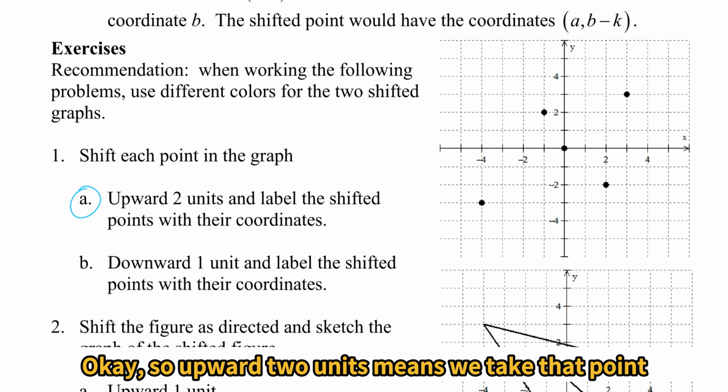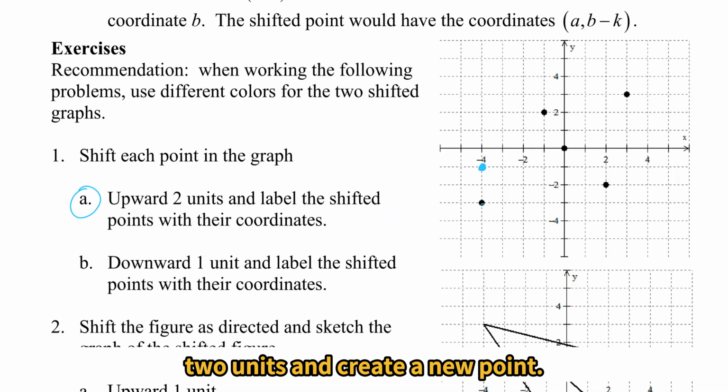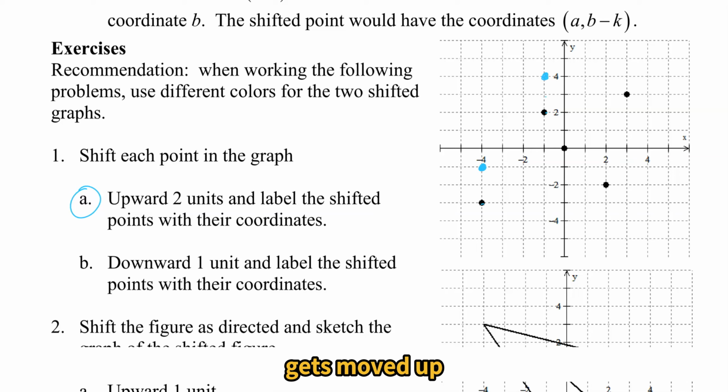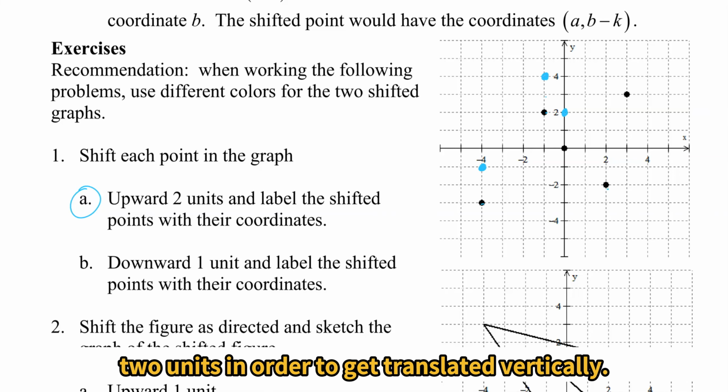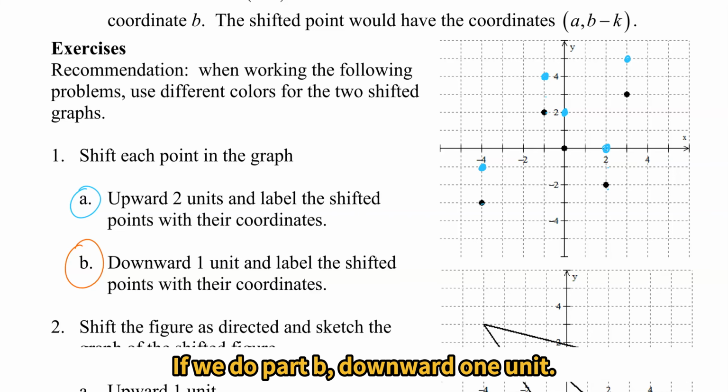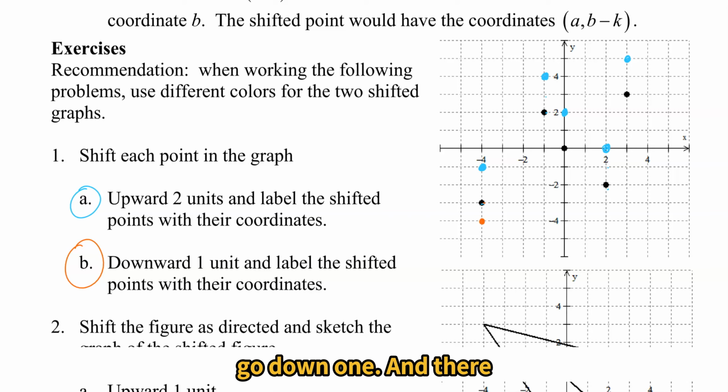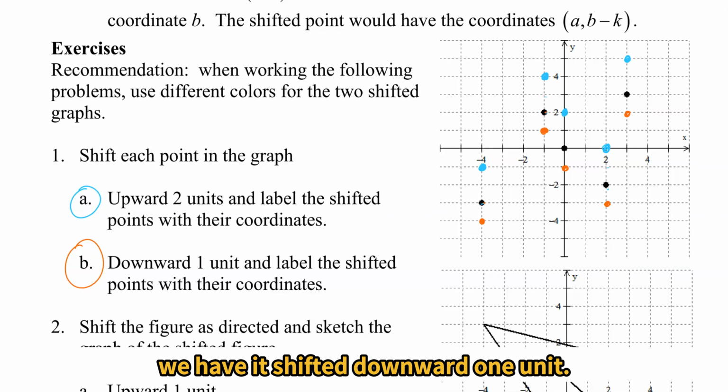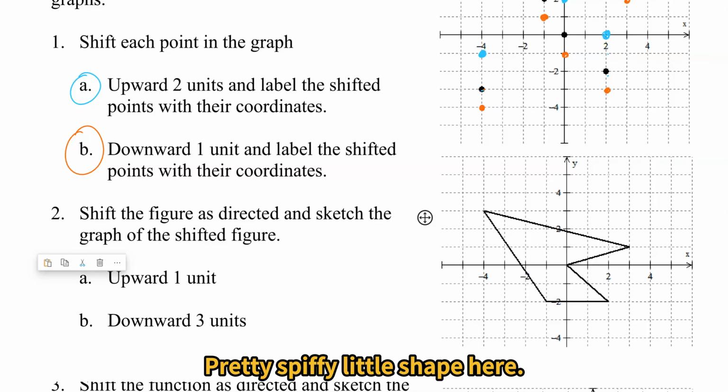Okay, so upward 2 units means we take that point and we move it up 2 units and create a new point. Every point on the graph gets moved up 2 units in order to get translated vertically. If we do part B, downward 1 unit, starting with the original point, go down 1, and there we have it shifted downward 1 unit. Pretty spiffy little shape here.